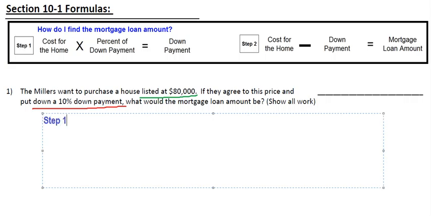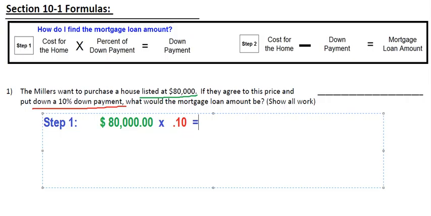Step 1. We first need to know how much this down payment is going to be. The cost of the house is $80,000, and we're going to multiply that $80,000 times 10%. Now, for those of you who are paying attention, you realize that when you have a percentage like that, you want to turn it into a decimal. So you get rid of the percent sign, and you move the decimal over twice to the left. So now it becomes 0.10.